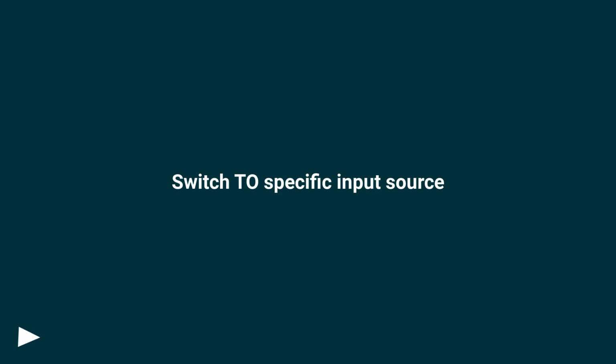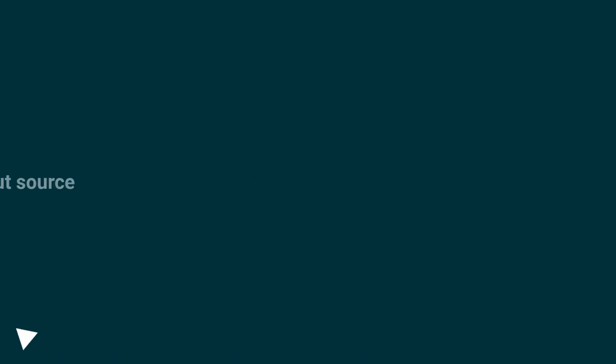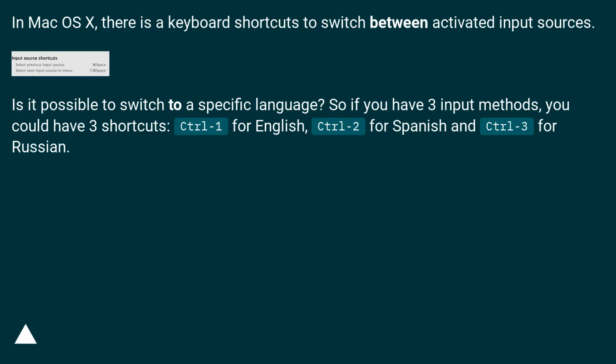Switch to specific input source. In macOS X, there is a keyboard shortcut to switch between activated input sources. Is it possible to switch to a specific language? So if you have 3 input methods, you could have 3 shortcuts: Control 1 for English, Control 2 for Spanish, and Control 3 for Russian.